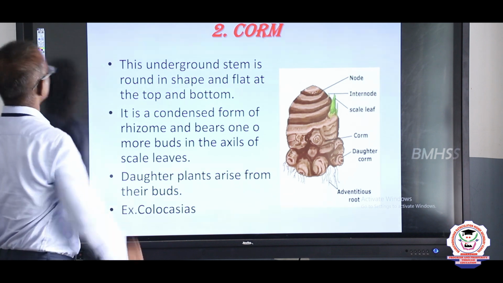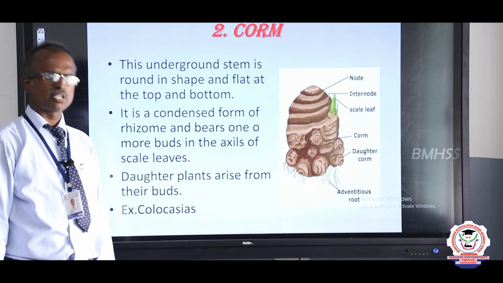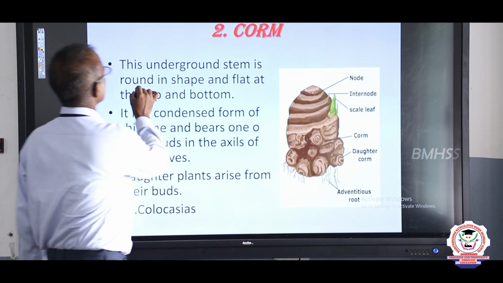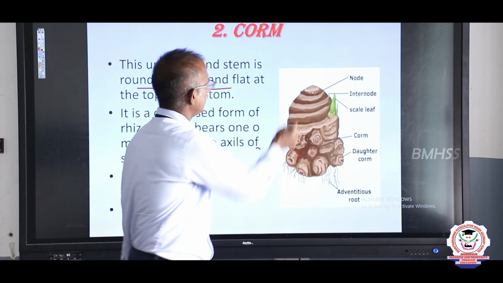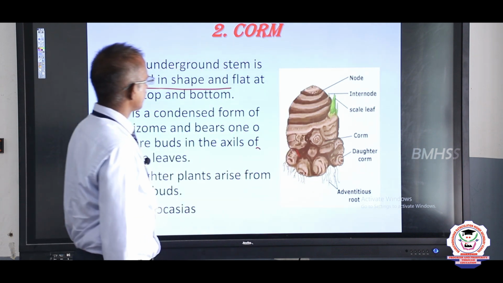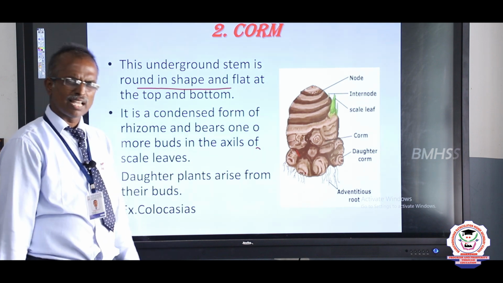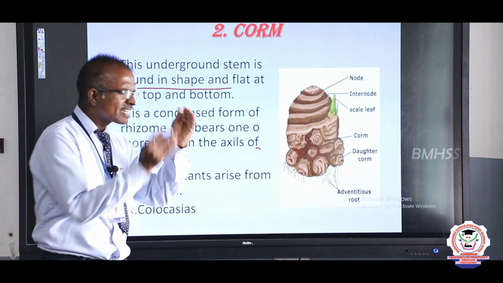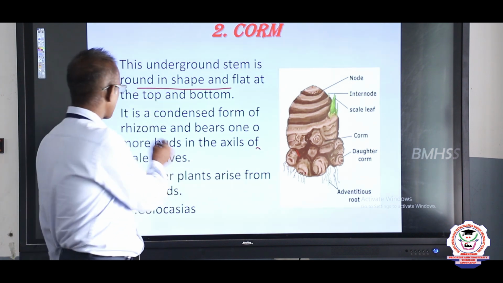Now we go for the second one, corm. It is one of the underground stems. It is round in shape, and the top and bottom are flat in nature. It is a condensed form. It is very short. It is a condensed form of the rhizome.